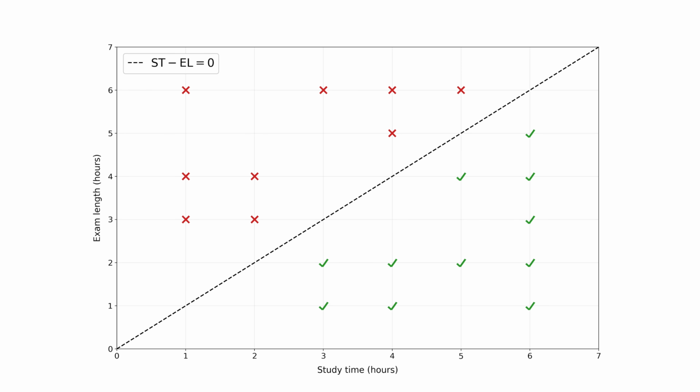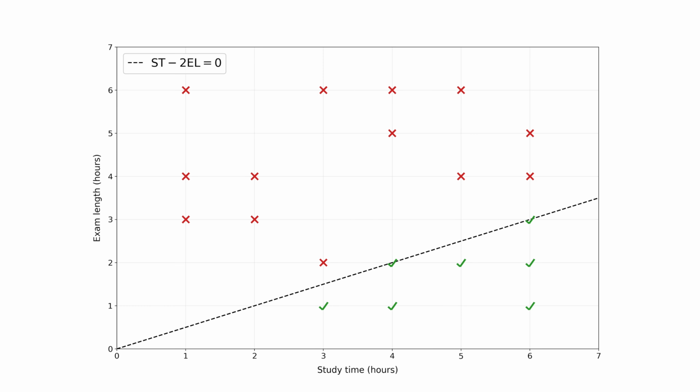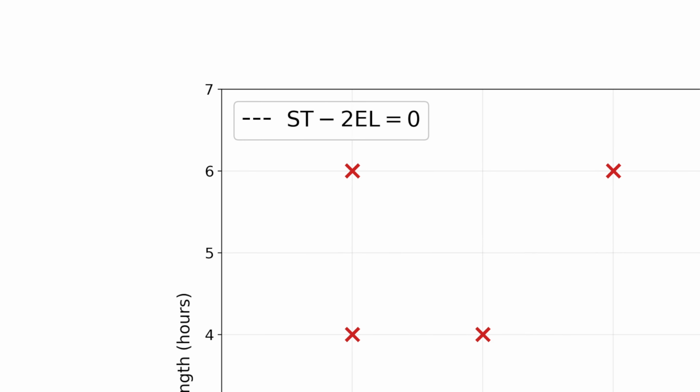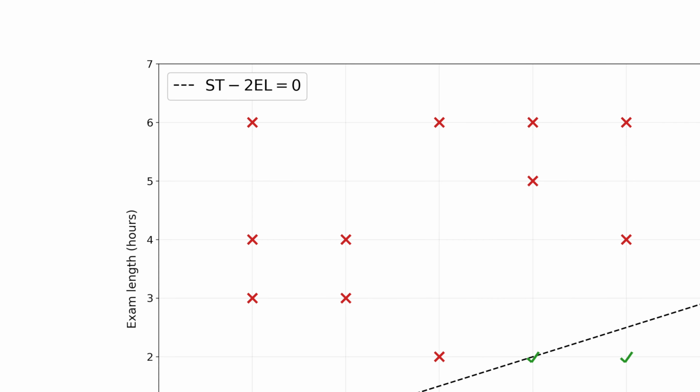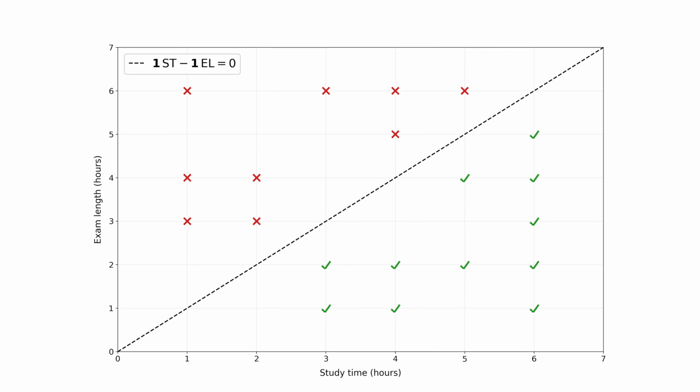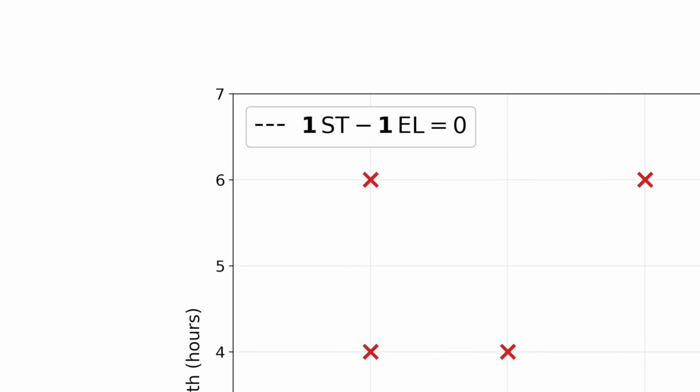Right now, that bare minimum requires studying exactly as long as the exam. But maybe you need to study much longer in order to pass. Maybe you need to study twice the exam length. In that case, the bare minimum would be study time minus 2 times exam length equals 0. So our line is actually 1 study time minus 1 exam length equals 0.